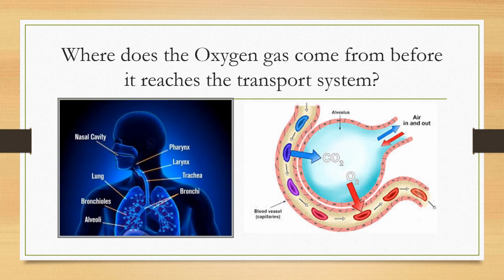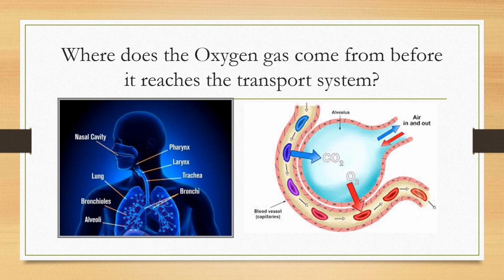To summarize our topic for today, where does the oxygen gas come from before it reaches the transport system? First we need to consider it comes from the air. So on the left side you have the drawing. It reaches the respiratory tract, so it starts with the nasal cavity or the nose, to the pharynx, then to the larynx or the voice box, to the windpipe or the trachea, to the bronchi, to the bronchioles, and it reaches now the alveoli, which is also called your air sac. This air sac is enveloped with blood capillaries.